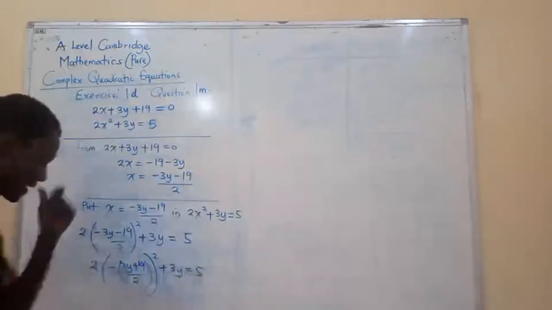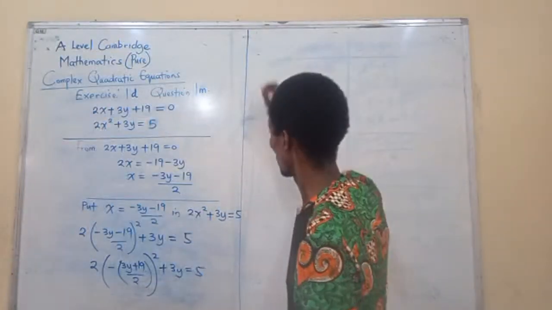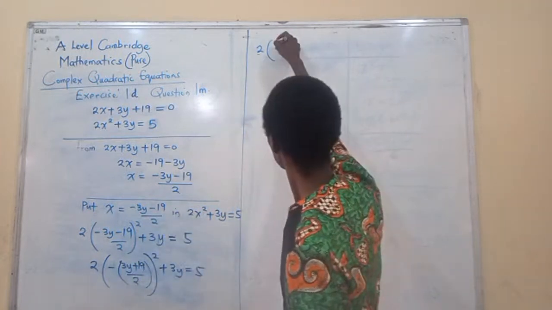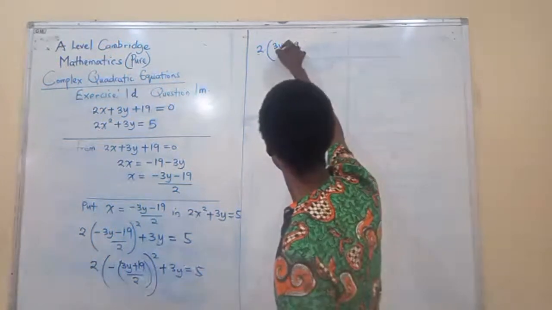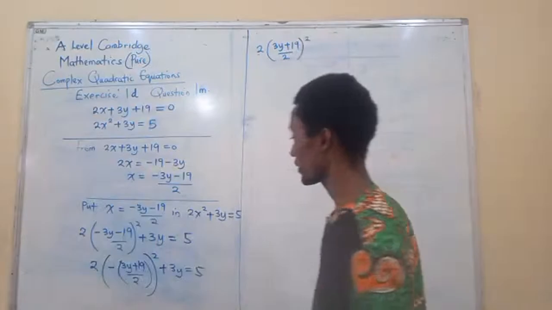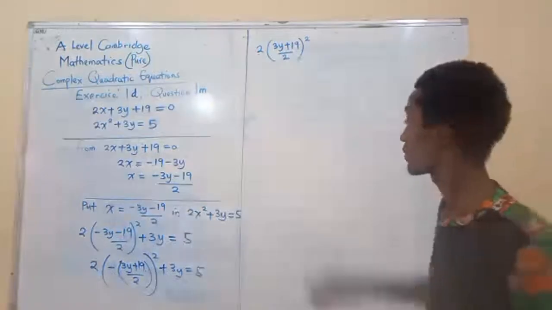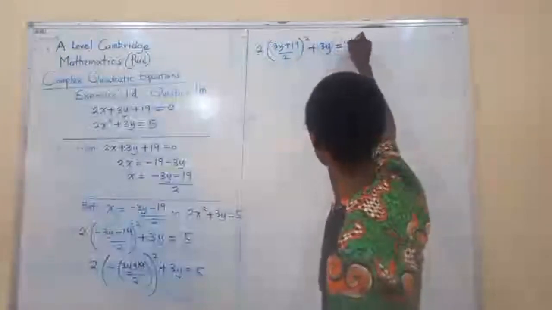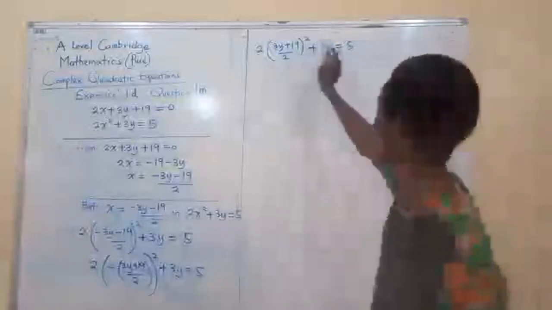So with that, I'm going to have that this will now be 2 into 3y plus 19 over 2 all squared plus 3y equal to 5. All right, so we've done that, so we can now apply straight away.